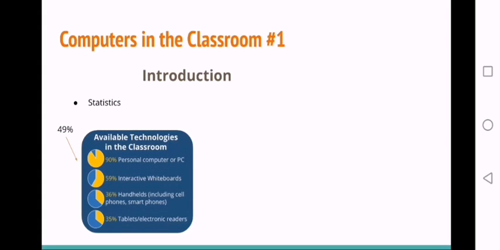So, statistics show that 49% of students around the world use technology inside classrooms. And of those students, the 9% use personal computers or PC, the 59% use interactive whiteboards, the 36% use handhelds as cell phones and smartphones, and the 35% use tablets or electronic readers.